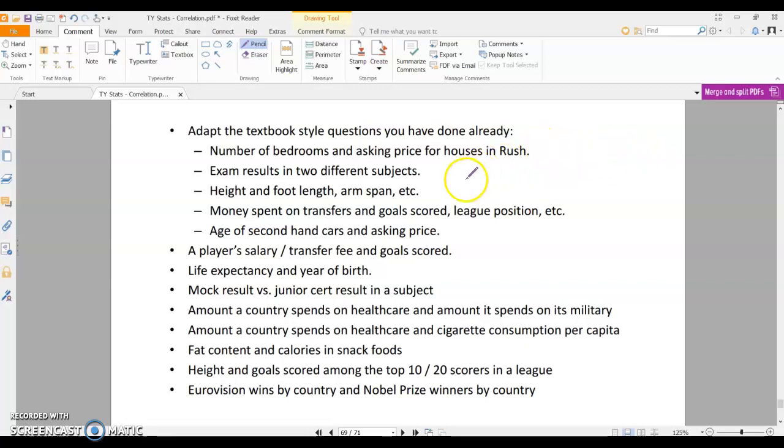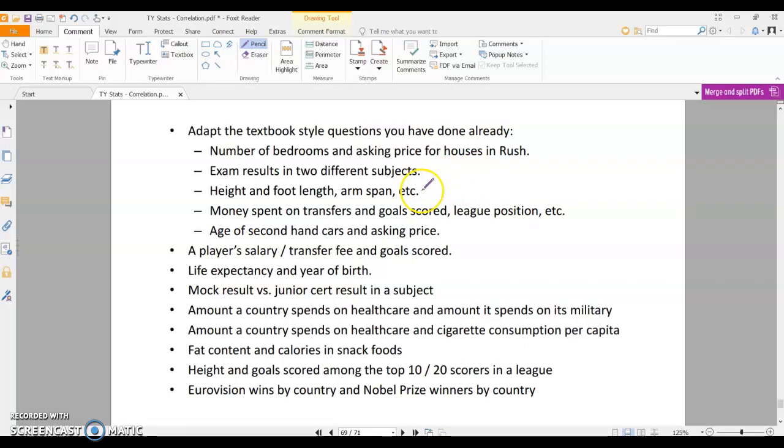Okay, so if you were doing that one, say, you'd need to convert A's and B's and C's into numbers. So maybe use the middle point of the percentages that the grades map onto, or use the old Leaving Cert points to convert them into numbers. But whatever you're doing needs to be numbers. Height and foot length, height and arm span.